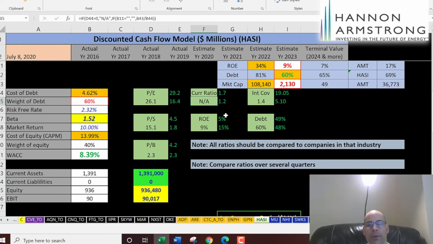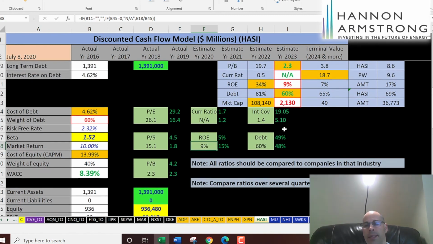They don't have a current ratio because they don't have any current liabilities. ROE is pretty low at 9%. I like to see about 20%. That's net income over equity. Interest coverage ratio 1.4, so they can only cover their interest payments 1.5 times. That's not much of a cushion. And they have debt of 60%.